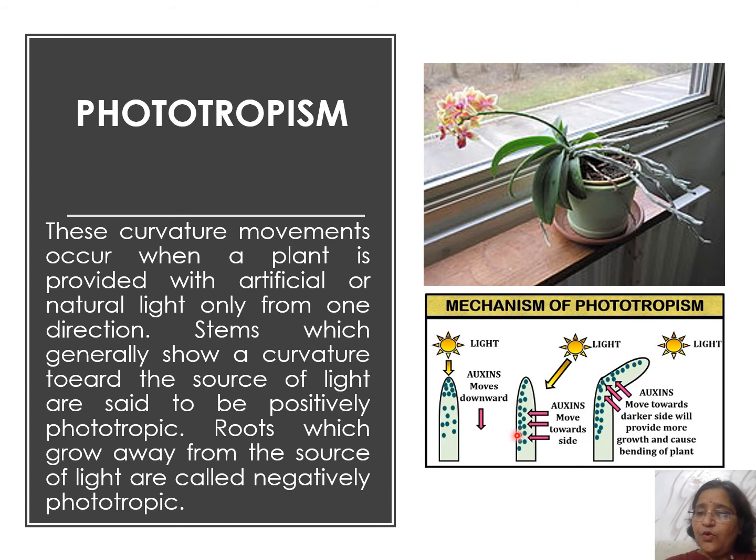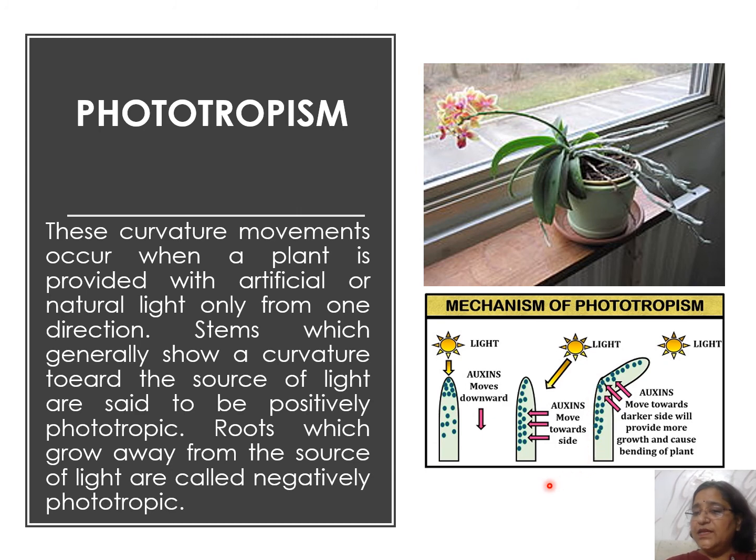Because of more auxins towards the darker side, this stem part shows more growth, and more growth causes the bending. Okay, so this is more growth. This area is showing less growth, and because of the more growth, the bending is there. So the plant stem moves towards the light.